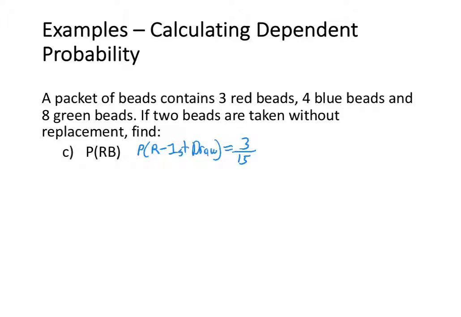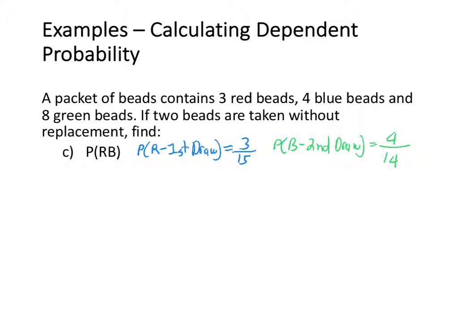The second step is to calculate the probability of getting a blue on my second draw. And that probability is going to be total number of favourable outcomes divided by total number of possible outcomes. So left in the bag, I'm going to have 4 blue beads. So there's going to be 4 over my total number of beads left, which is 14.